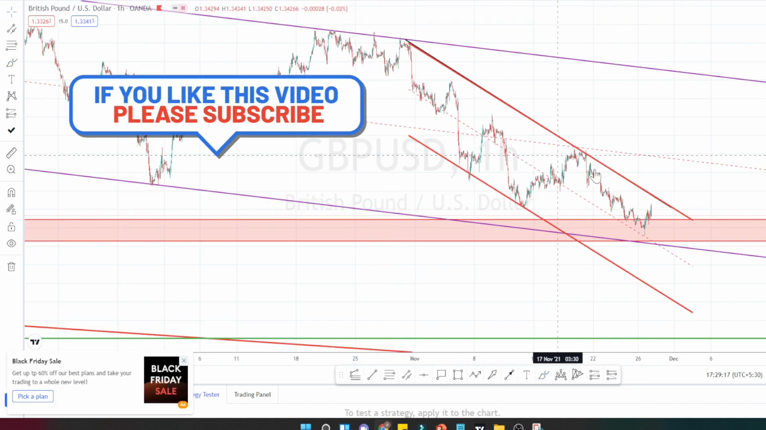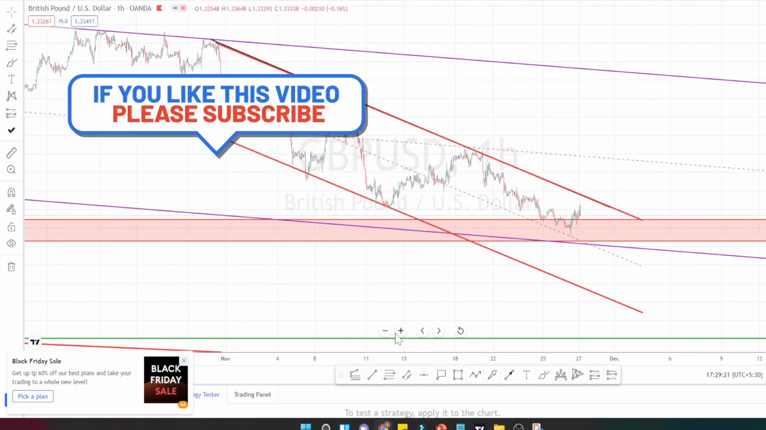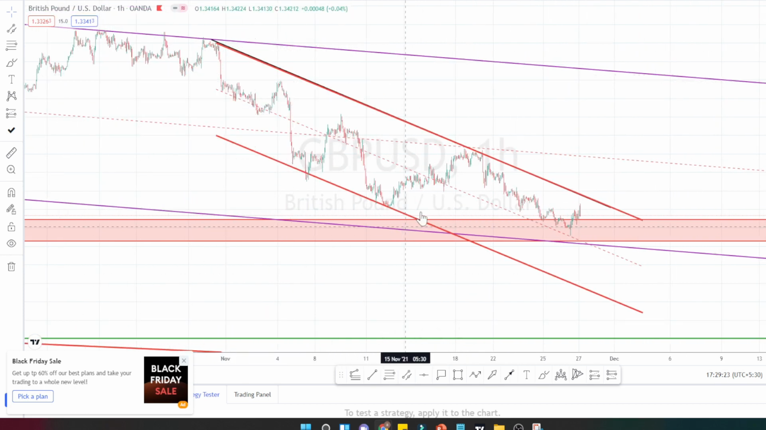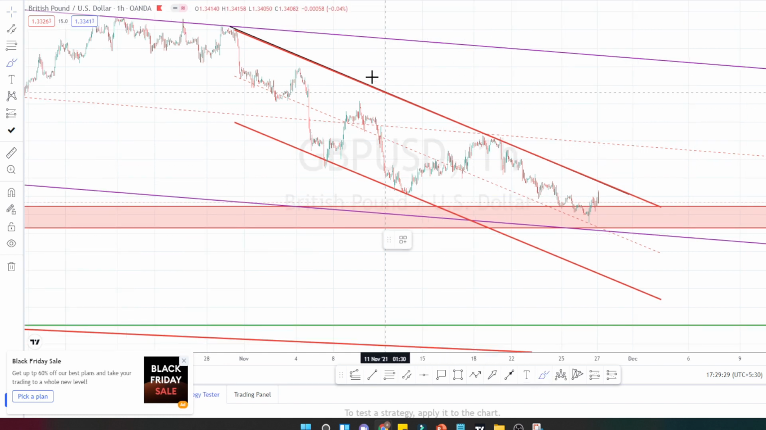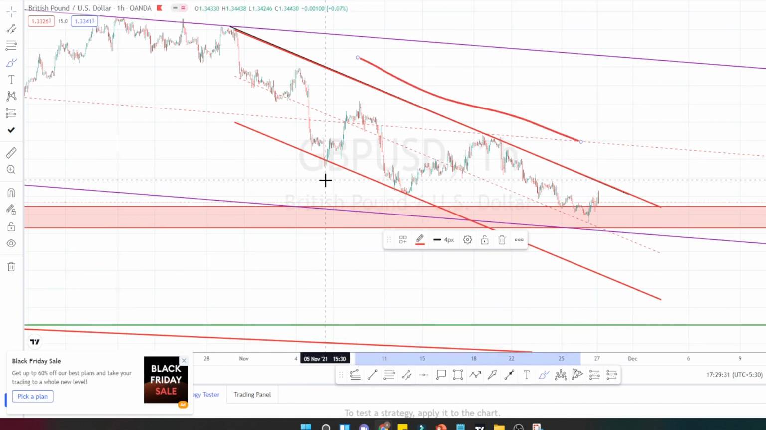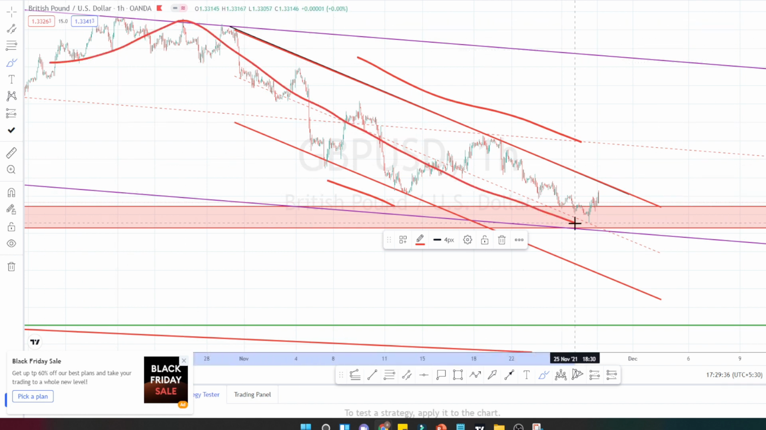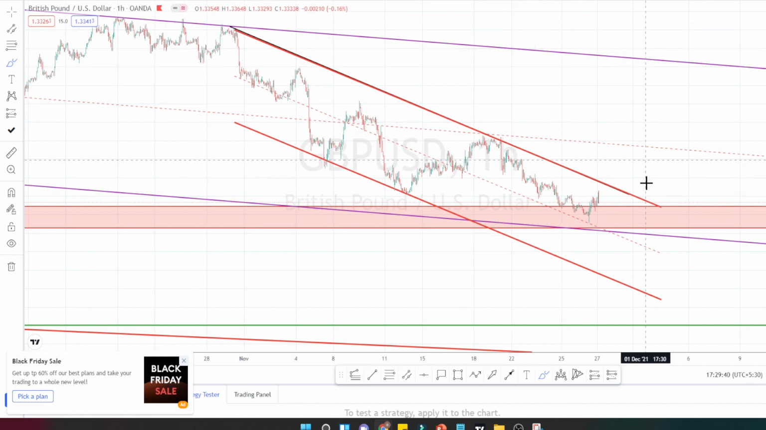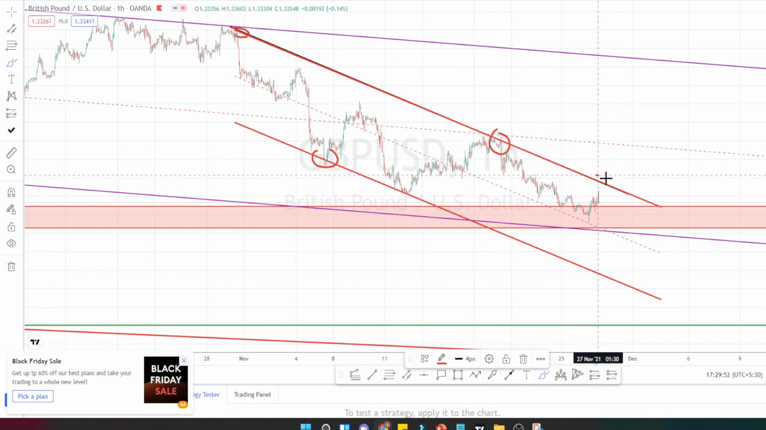Let us do the analysis in hourly time frame. I am in hourly time frame now. Here within this channel pattern of daily time frame, I have marked the channel pattern in hourly time frame. So it has gone up. Presently it is on a downtrend in hourly time frame also. So when we look at the current resistance level also, this is going to be the next level of resistance. So I am expecting the price to go and test this level.